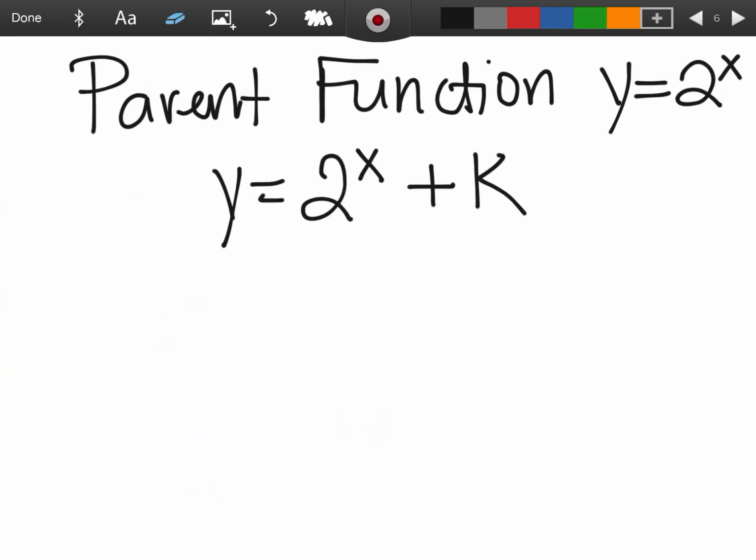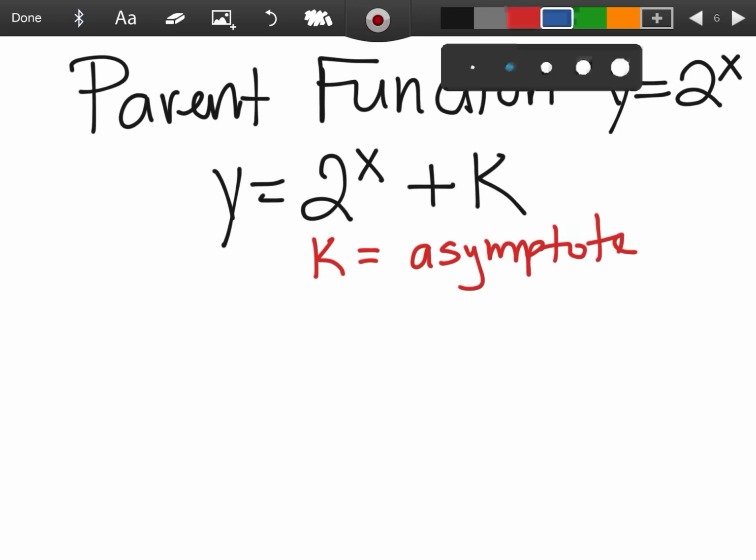All right, now let's do k. So k is that constant that sits out to the left. Here's a little thing to remember. K, and if you don't remember this, it's okay, but k is your asymptote. Whatever k is, that's going to be your asymptote. That's just something you might want to hold on to. Put that in your back pocket.